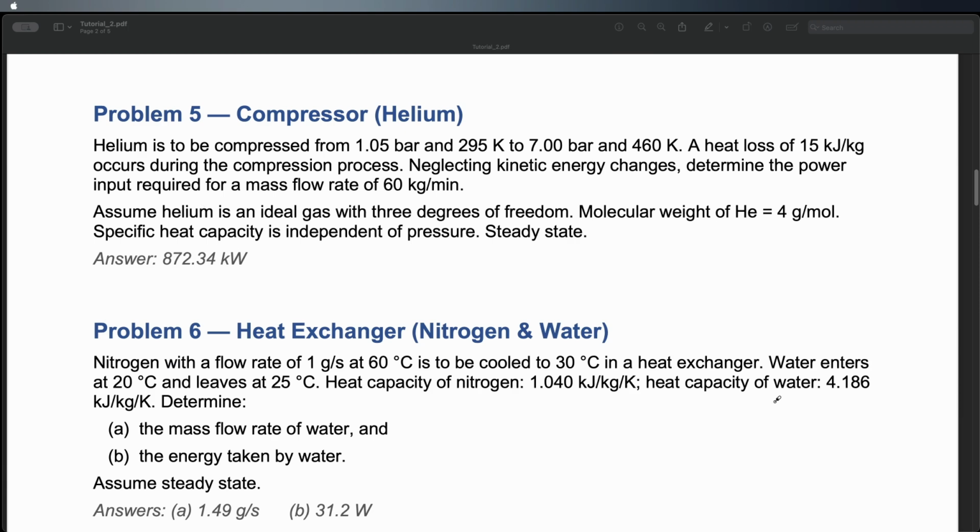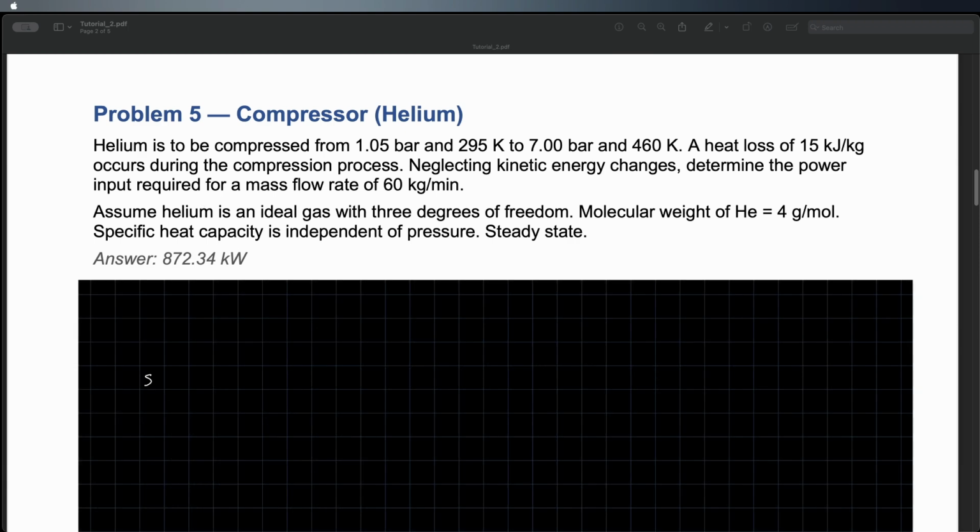Let's go ahead and move on to problem 5. That is a terrible 5. So helium is to be compressed from 1 bar. Okay, let's write this all down. So P1 is 1.05 bar. T1 is 295 Kelvin. And then we have P2 equals 7 bar. And T2 equals 460 Kelvin.